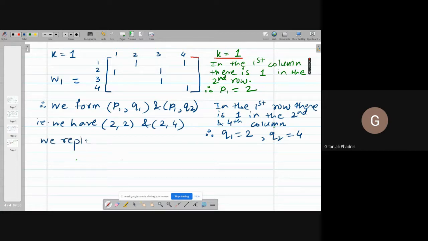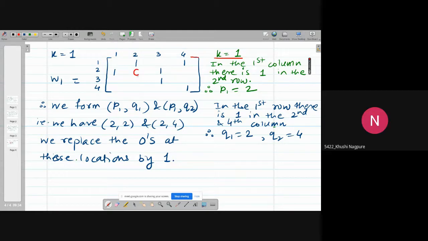We replace the values at these locations. We replace the zeros at these locations by 1, if they are not already 1. If they are 0, we will replace the zeros by ones. Have you understood it, girls?